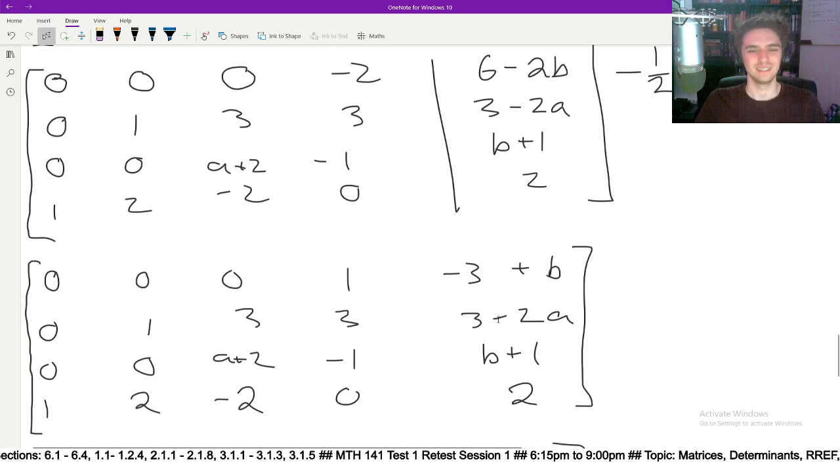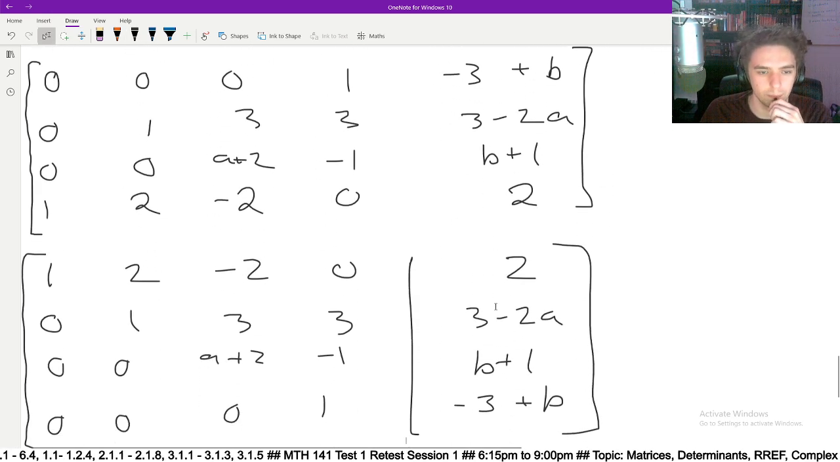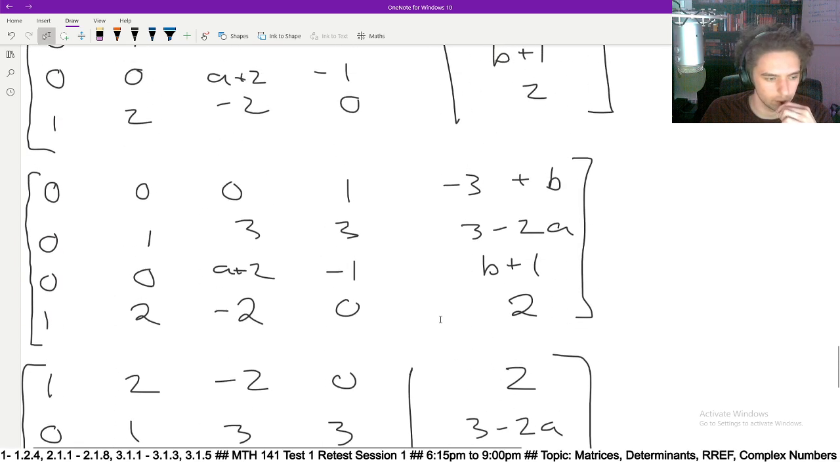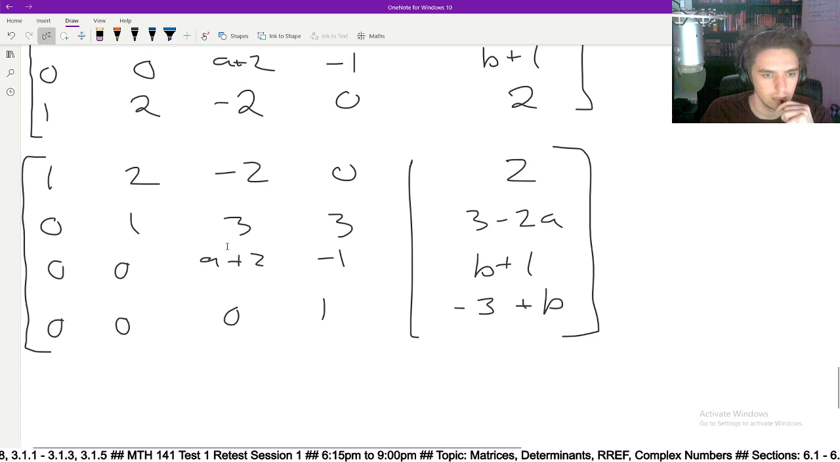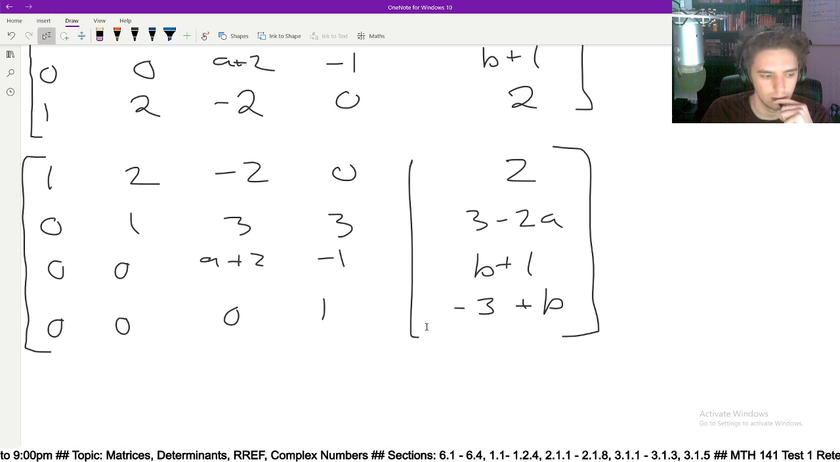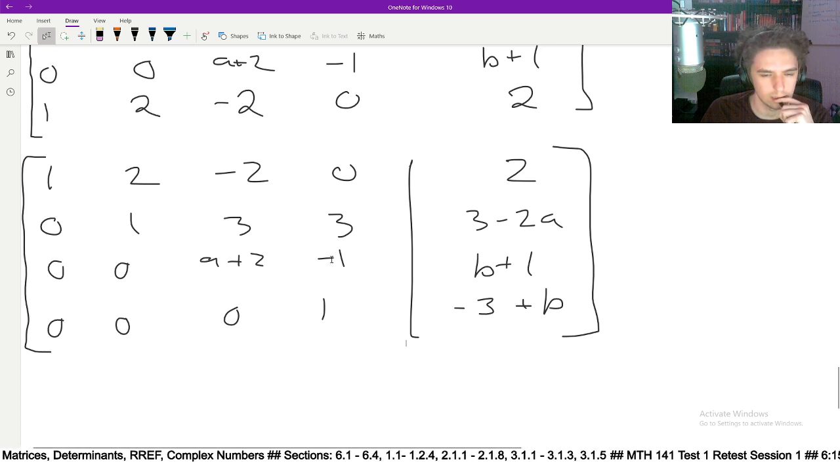Okay, good. So someone said row 3 plus row 1. I assume you mean from this matrix. Yeah, row 3 plus row 4. Row 3 plus row 4. What will that do? I'm already in REF here. I can, although it doesn't do anything.